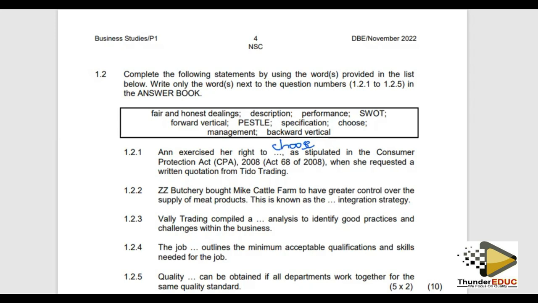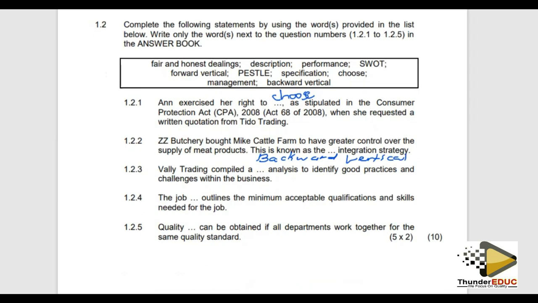Meaning here, the appropriate answer is going to be backward vertical strategy. So now let's move on to 1.2.3. Value Trading compiled a dash analysis to identify good practices and challenges within the business. This one, as I was actually explaining, calls for what you call SWOT. So here, our appropriate answer is going to be SWOT.